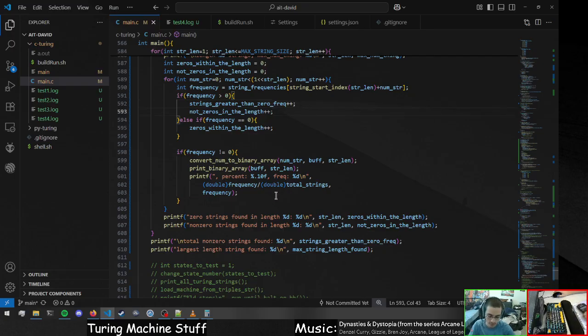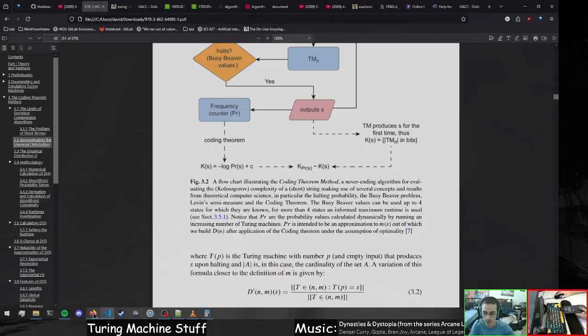You know what's weird? The strings have higher complexity than themselves. Yeah, the strings have higher complexity. That's what it said on the paper too. Interesting. I don't know.